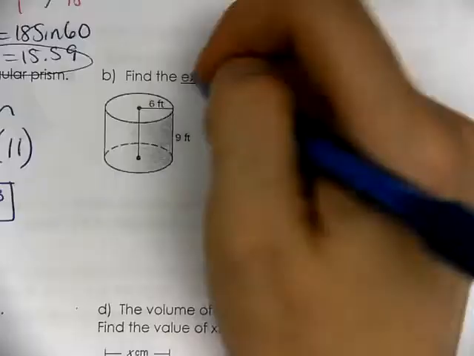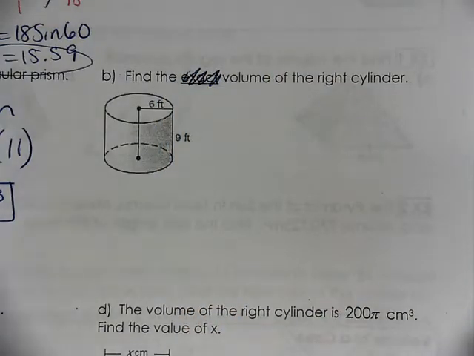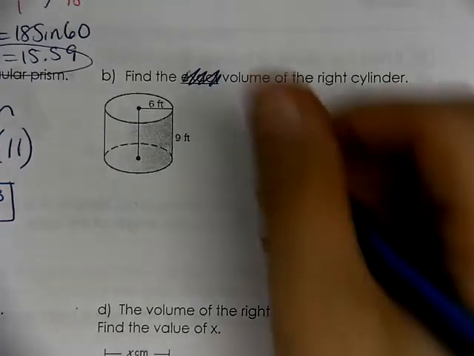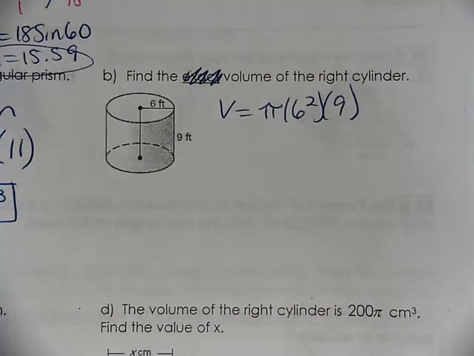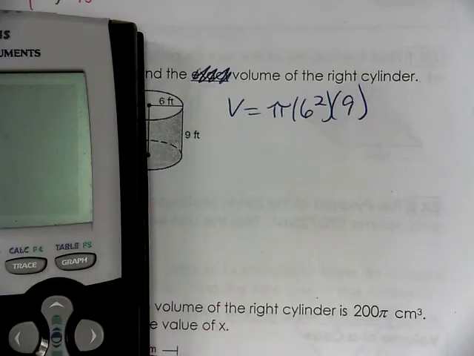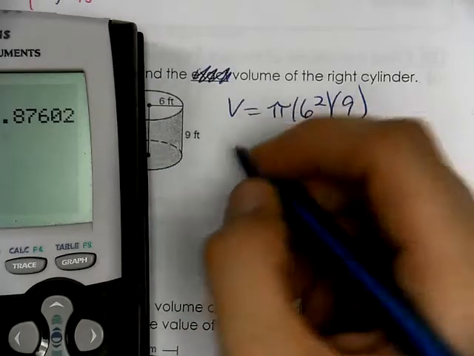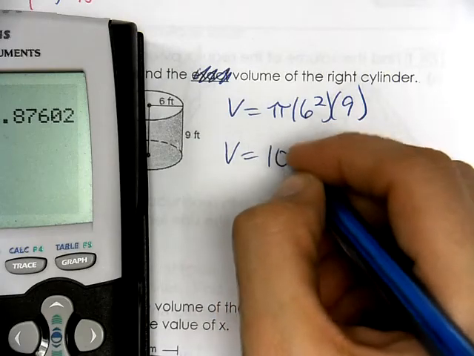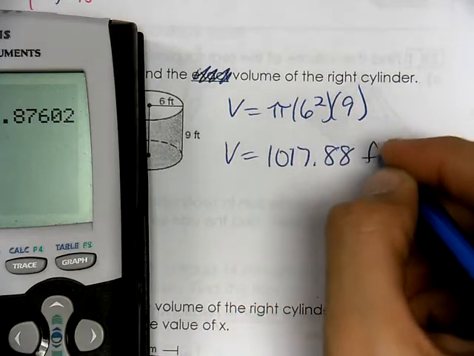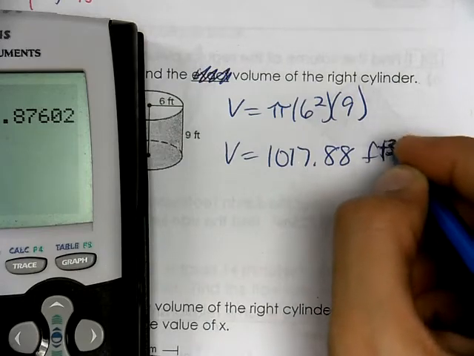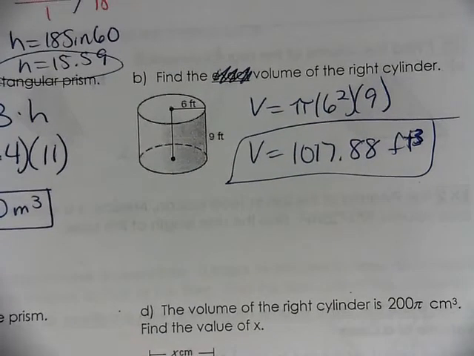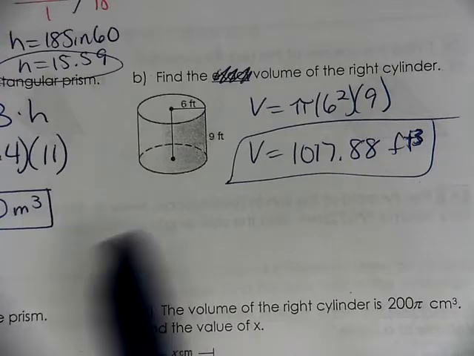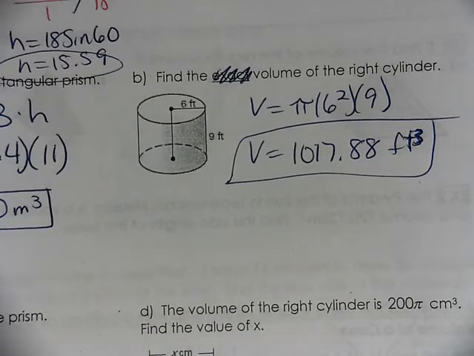B, let's go ahead, instead of exact, find the volume. Let's use a decimal. So pi times 6 squared times 9. 1,017.88 cubic feet. That one's pretty easy too. But all these show up. So there's some of them that are easier than others. All these show up on your quiz.